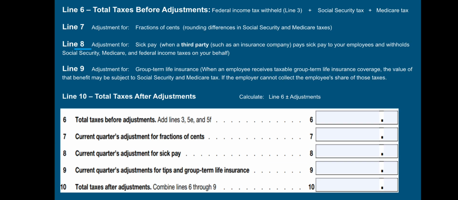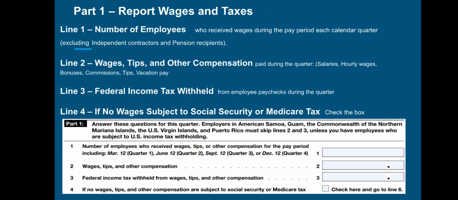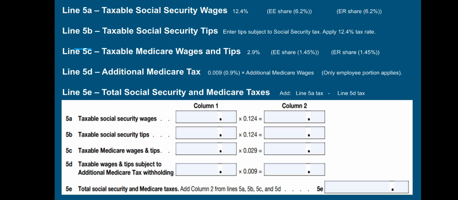Moving on to the next point, line 6, total taxes before adjustment. Here you have to mention federal income tax withheld, which was mentioned on line 3, plus social security tax plus Medicare tax. As mentioned in the previous slide, you have to add in line 6 the line 3, this one, and this line 5A, 5B, 5C, 5D and 5E.